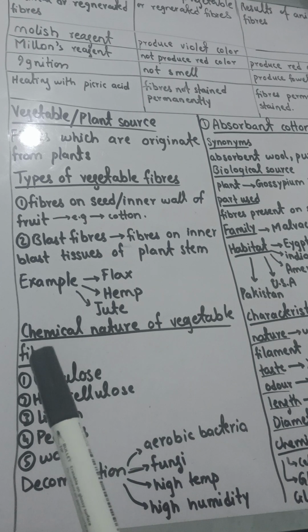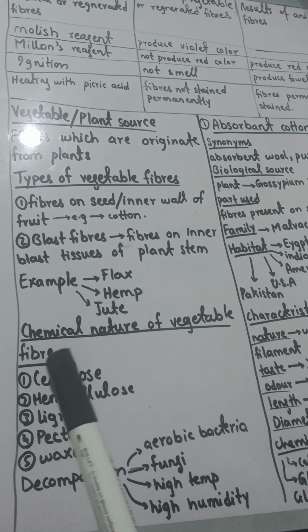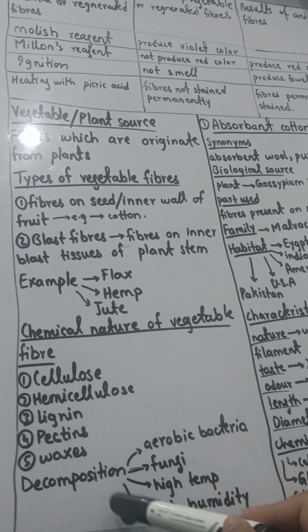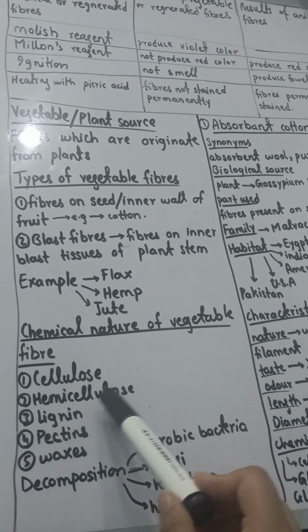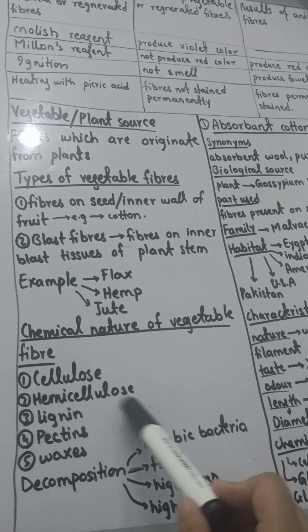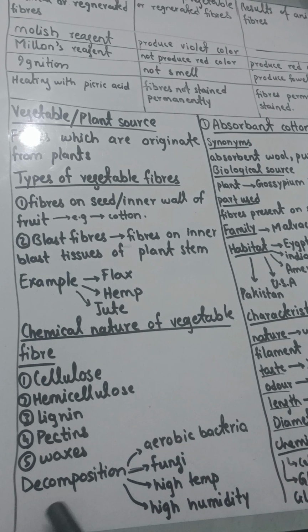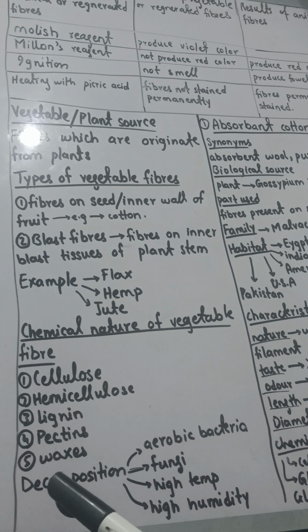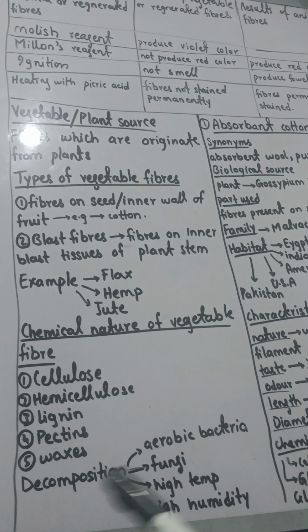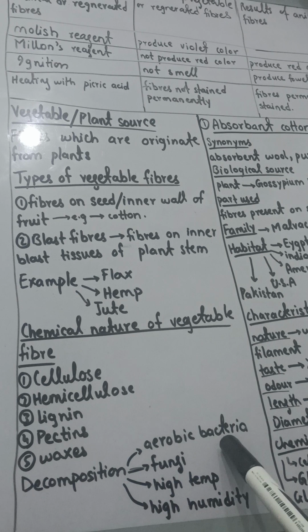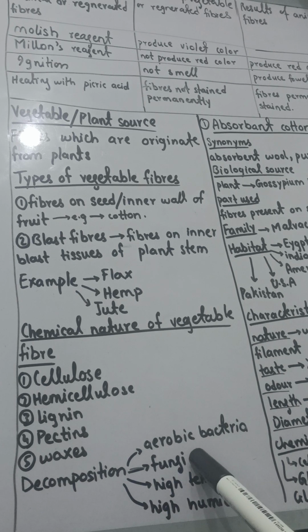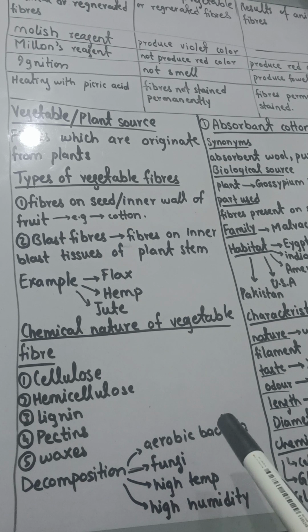Now let us discuss the chemical nature of these vegetable or plant fibers. Here I have written that they consist of cellulose, hemicellulose, lignin, pectin, and various kinds of waxes are present in them. The next heading is decomposition. As they are obtained from a natural source, the plant, they can be decomposed. What are the decomposers of them? Here I have written that aerobic bacteria can affect them, various kinds of fungi, and high temperature and high humidity will affect all of these natural fibers.